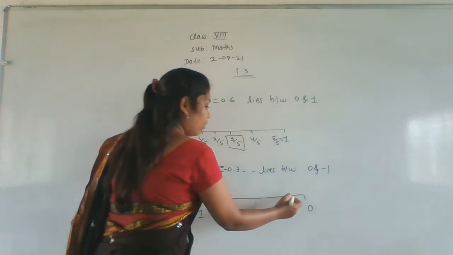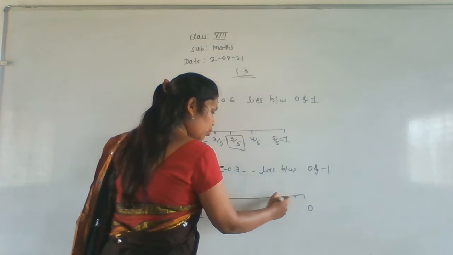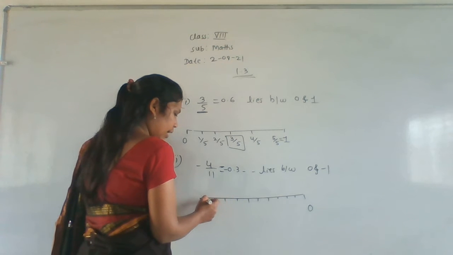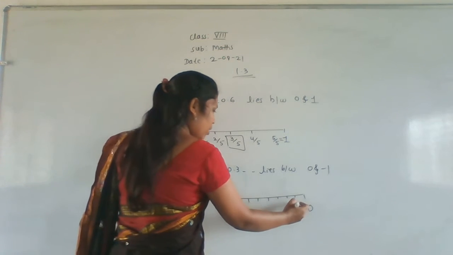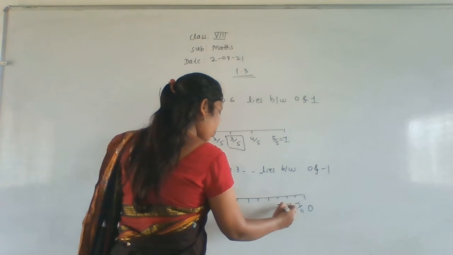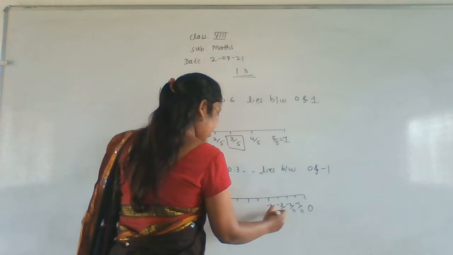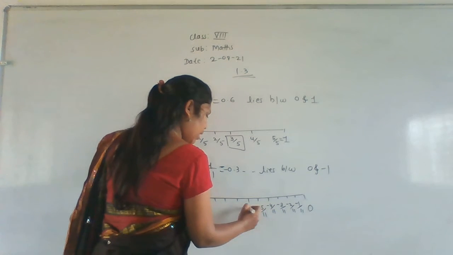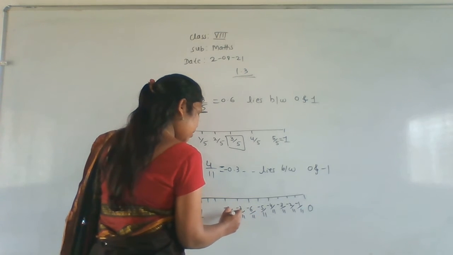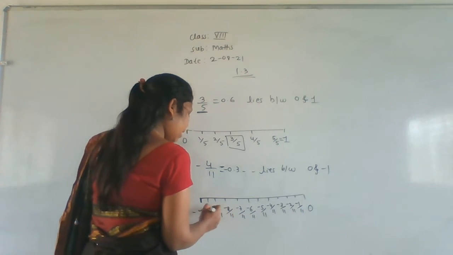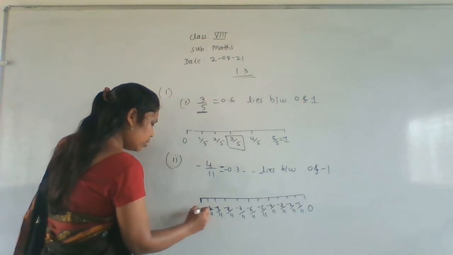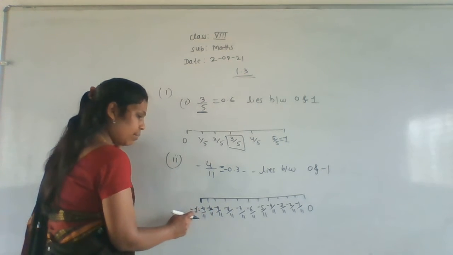So make 11 equal parts. 1, 2, 3, 4, 5, 6, 7, 8, 9, 10. This is 11. Okay. So now write here minus 1 by 11, minus 2 by 11, minus 3 by 11, minus 4 by 11, minus 5 by 11, minus 6 by 11, minus 7 by 11, minus 8 by 11, minus 9 by 11, minus 10 by 11. This will be what here? Minus 11 by 11. That will be minus 1.